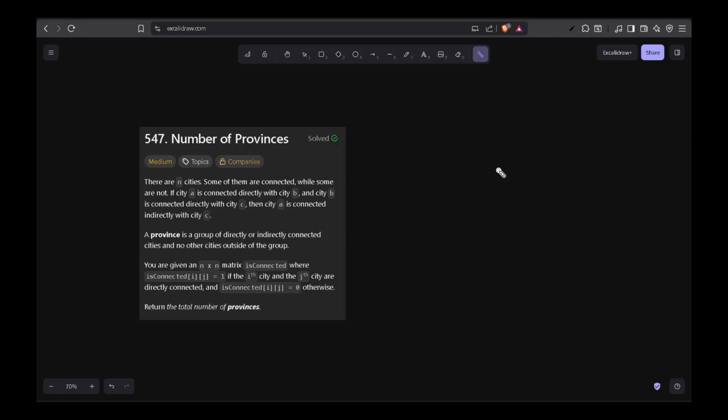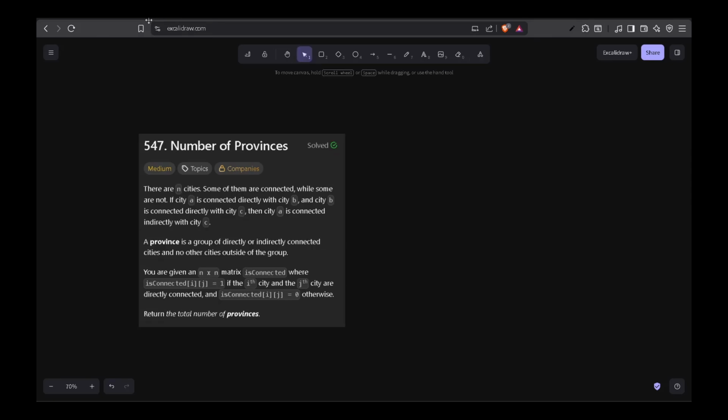Today we'll be solving LeetCode question number 547, Number of Provinces. Let's understand what the question is saying. Basically we have n number of cities, 1, 2, 3, 4, right? And if city A is connected directly to city B and city B is connected to city C, then city A is connected indirectly to city C.